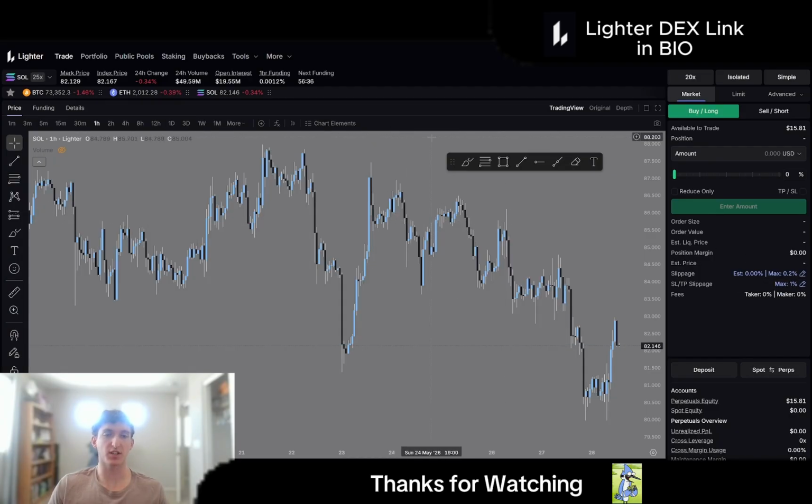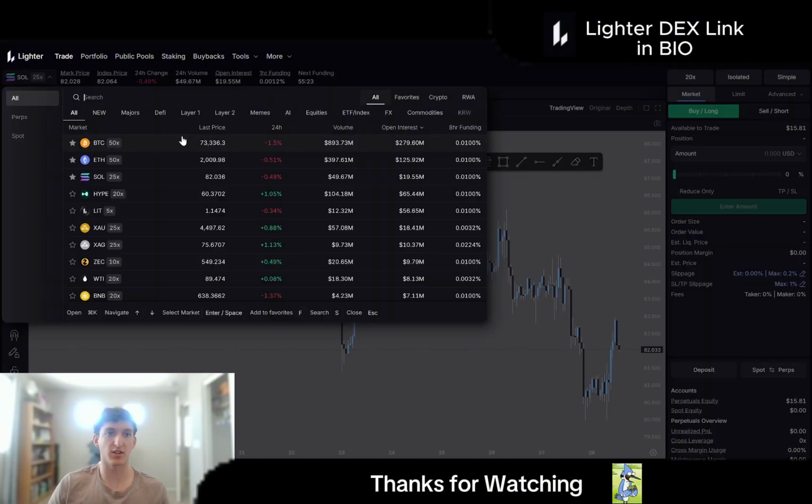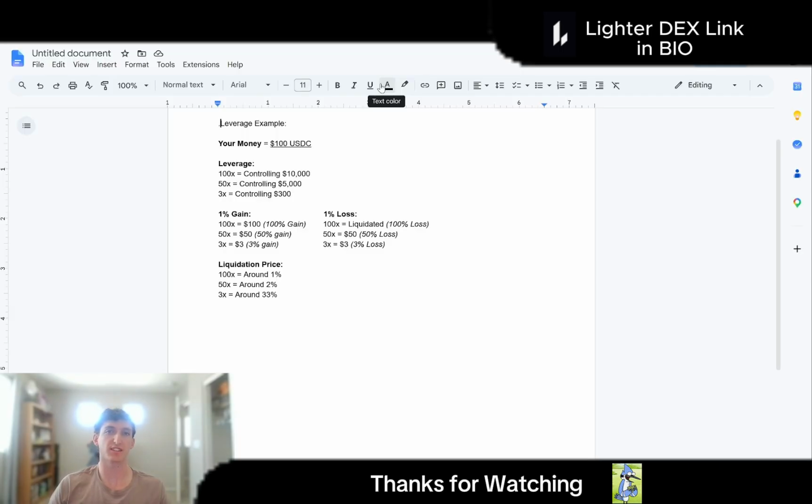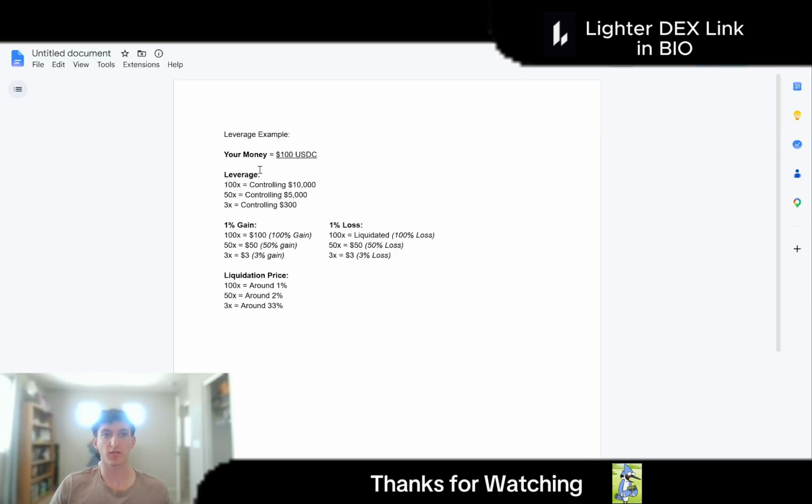On the trade tab, you can look at all the available coins on this drop-down menu on the top left. It also shows the maximum leverage for each asset. Leverage controls how sensitive your position is to price movement. For example, if you put $100 into a 100x trade, you're controlling a $10,000 position. If price goes up 1%, you gain $100, but if price goes down 1%, you get liquidated. The higher the leverage, the bigger the gains, but the less room your trade has before liquidation.